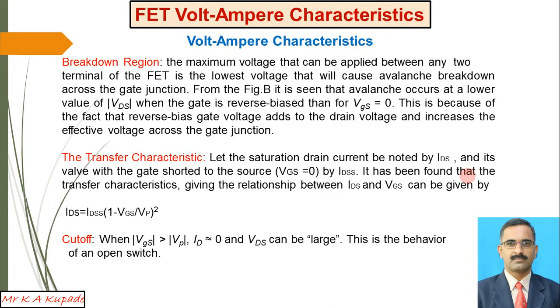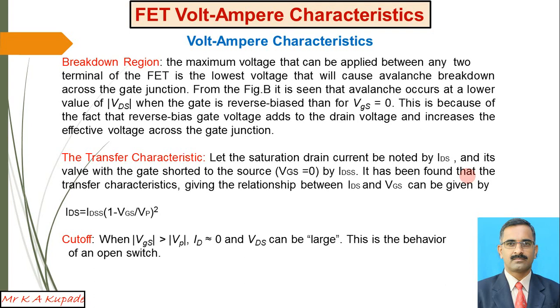So here it is seen that avalanche occurs at a lower value of VDS when the gate is reverse biased than when VGS is equal to 0. This is because the reverse bias gate voltage adds to the drain voltage and increases the effective voltage across the gate junction. Are you getting this? Yeah, this is the thing.